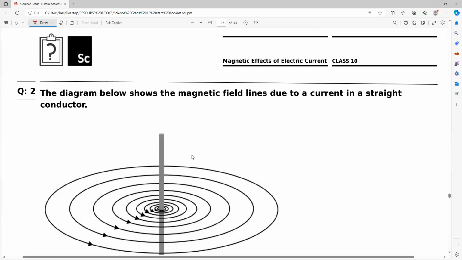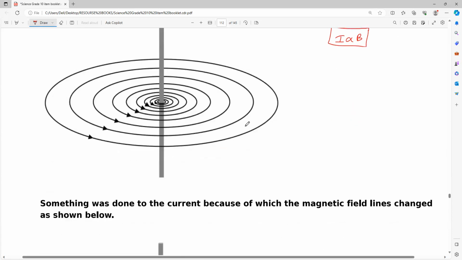Even in the virtual reality, I have shown you this one, the straight conductor. Do you remember, everybody? If the current increases, then the strength of the magnetic field also increases. Do you remember, all of you? Yes, sir. Straight conductor. The diagram below shows the magnetic field lines due to a current in a straight conductor. Now, Hari, am I audible?